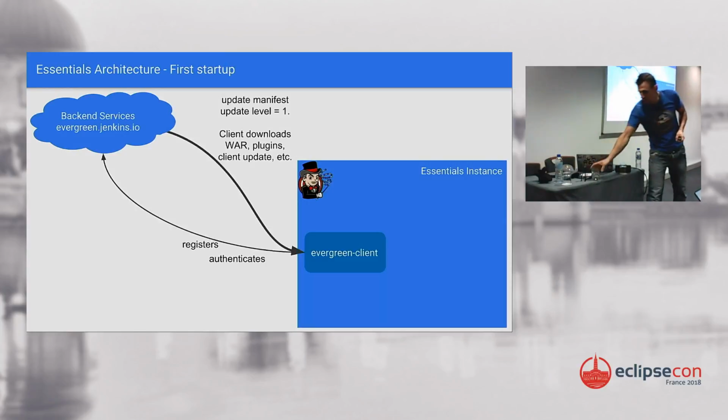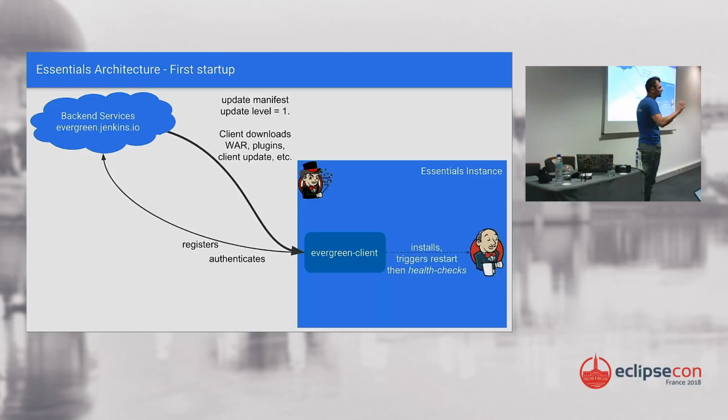Then it's going to receive a list of things to do, basically a list of plugins, and possibly a version of the client, by the way, because we want to make everything updatable automatically, even the client itself. Then it's going to download things, install, and trigger a restart of Jenkins. And it's going to be that way every time. And I'll describe just after that it's going to be rollbackable.